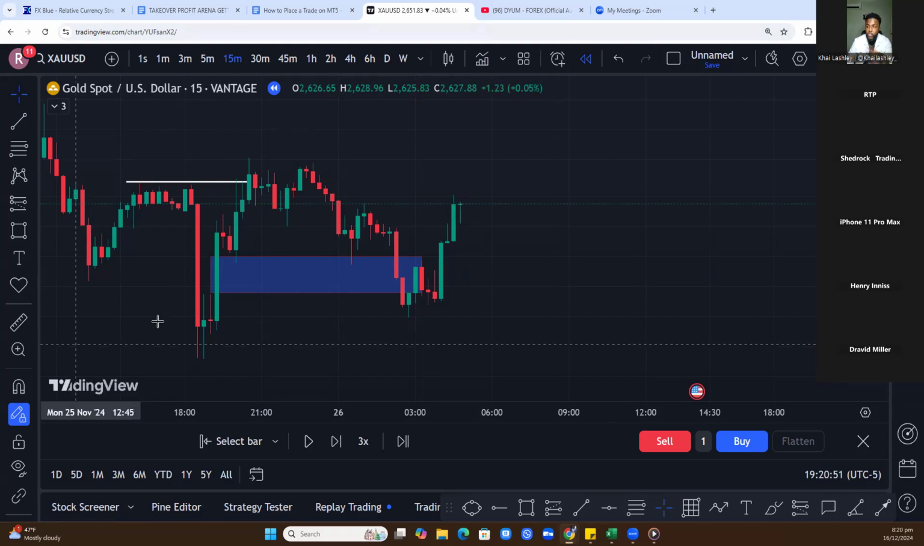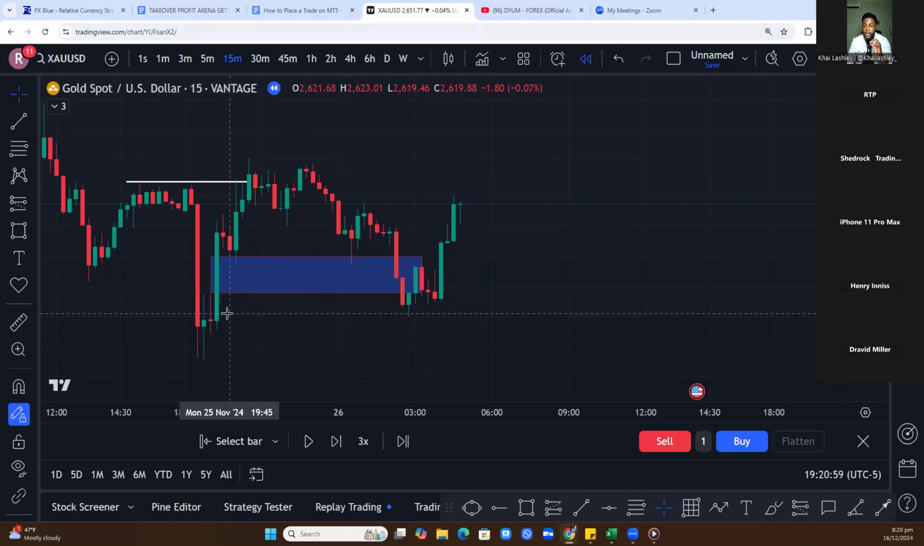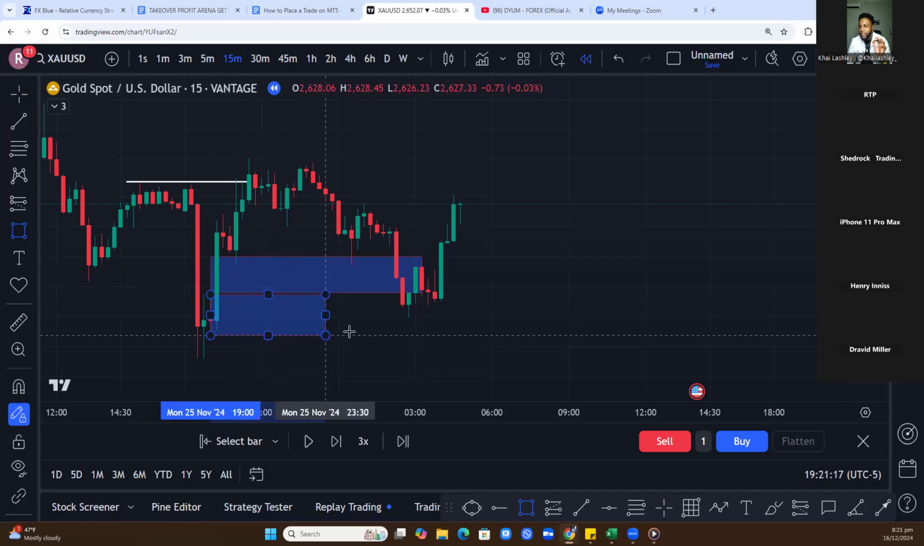So you got price break structure, number one. Number two, we have the imbalance created. And number three, we got this engulfing candle. Great. Now, I'm going to bring this in later on when we talk about order blocks, but I'll just mention it now. Right here, this is an area that we will be looking at for an entry.